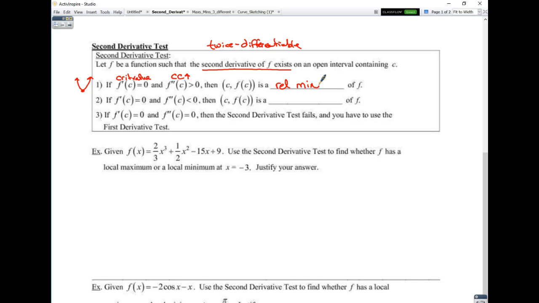If f prime of c is equal to 0 and f double prime of c is less than 0, which means we have a concave down graph. I have a function that's concave down. What does that tell you? It tells you that our point is a relative maximum.